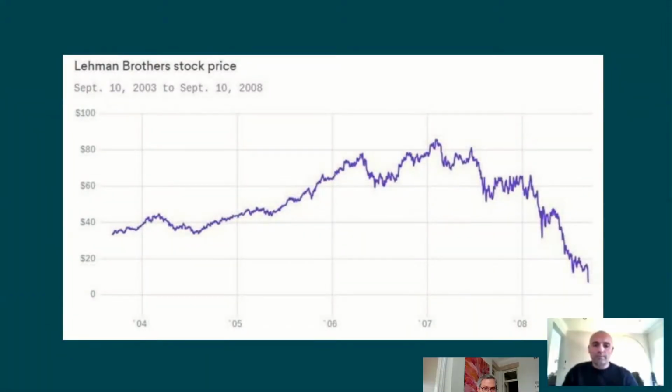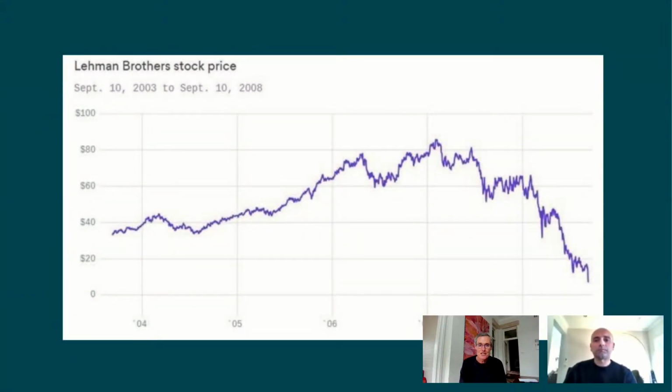So here we go, this is a chart of Lehman Brothers. Everyone will remember Lehman Brothers was synonymous with the GFC. I was talking with a prominent fund manager, a few years after the GFC, and I was talking to him about in their reports.